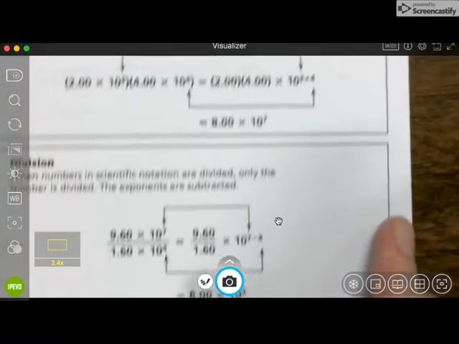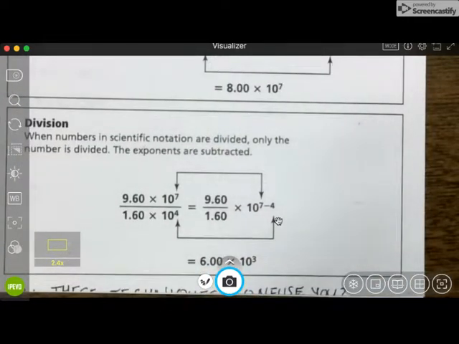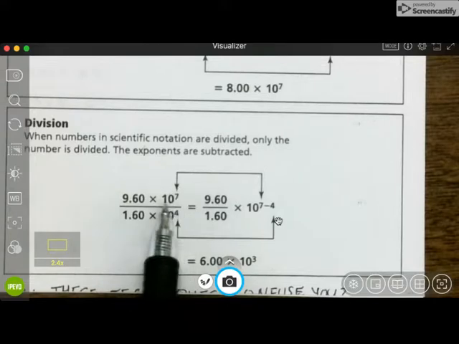For the last part, dividing, when numbers in scientific notation are divided, the only number that is divided is this front number. And then this would be 7 tenths, this would be 4 tenths. Cross out your pairs and you are left with 3 tenths. And 9.65 divided by 1.6 is 6.